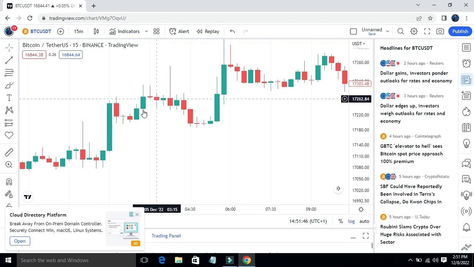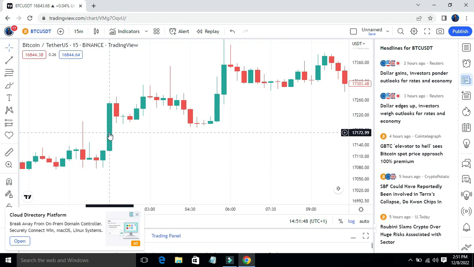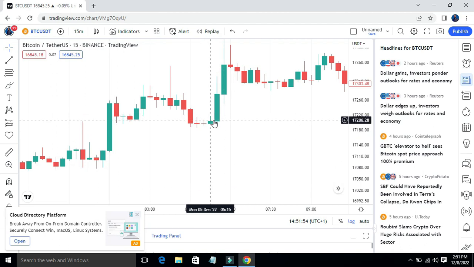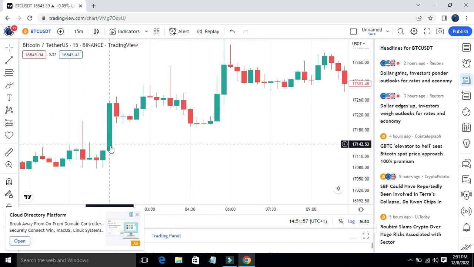These other ones, these big ones, are big momentum candles. Whenever you get a big momentum candle before a small candle, let's say this one is a bullish candle and this one is a little bearish candle, this will be called a bullish engulfing pattern.